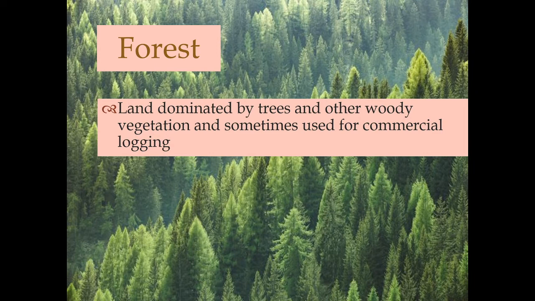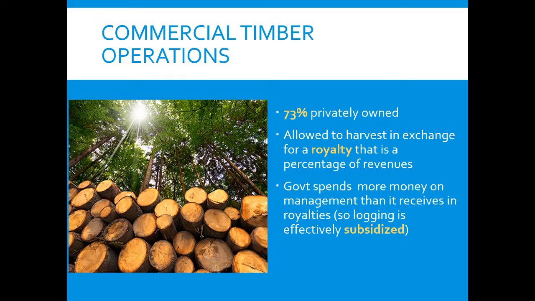A forest is just a land dominated by trees or other woody vegetation, and sometimes used for commercial logging. Commercial timber operations are typically privately owned. 73% of them are. They're allowed to harvest in exchange for a royalty that is a percentage of revenues. So they actually pay a royalty to the owner of the land, typically the federal government, and then the government spends more money on management than it receives in royalties.